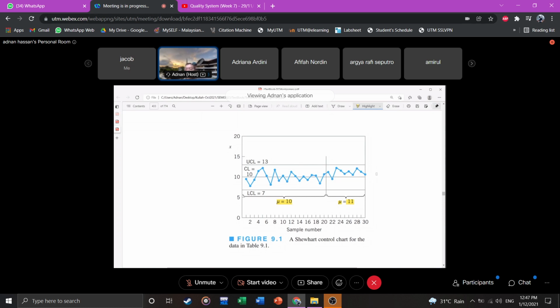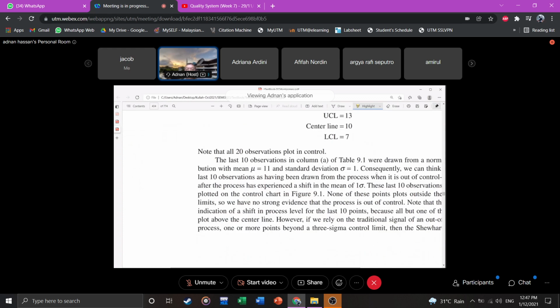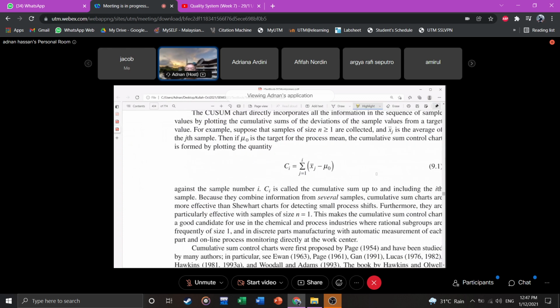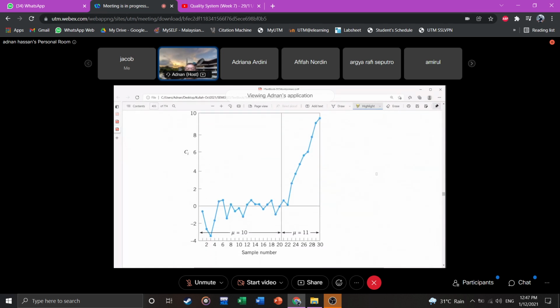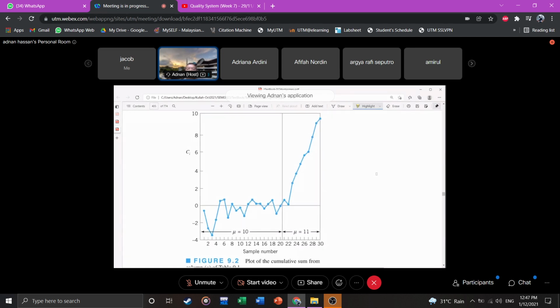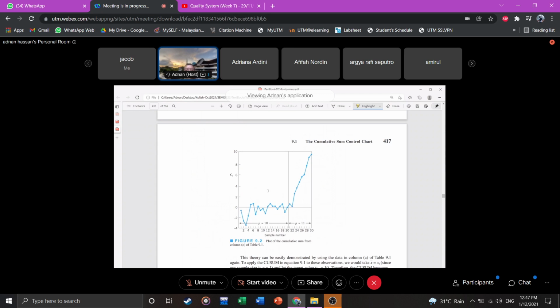In order to overcome this limitation, researchers have come up with another method of monitoring this, which they call the QSUM control chart. The same data, but plotted on QSUM. You see the difference now? This is what is plotted on cumulative sum. The cumulative sum is able to show the difference. I will show the formula later on.